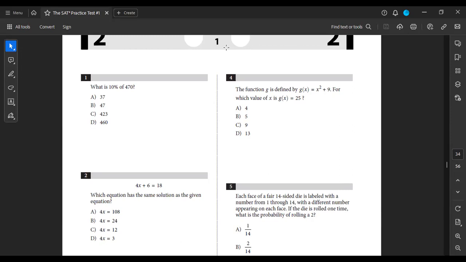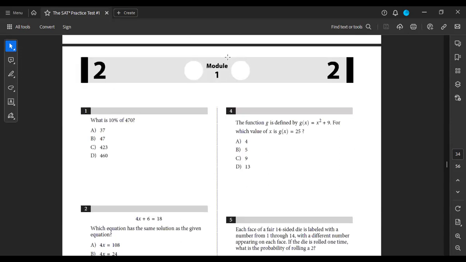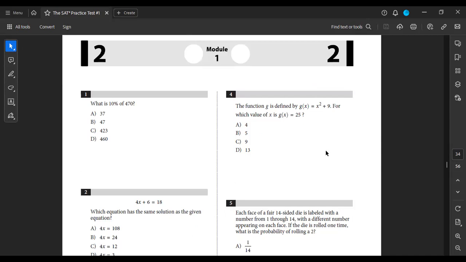All right, so we are looking at question 4. Okay, so we're looking at question 4. It says the function g is defined by g of x is equal to x squared plus 9. For which value of x is g of x equal to 25?